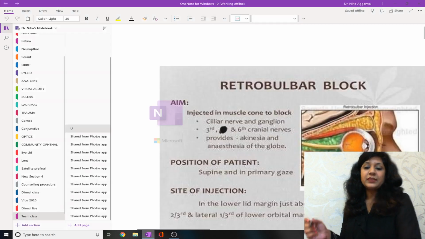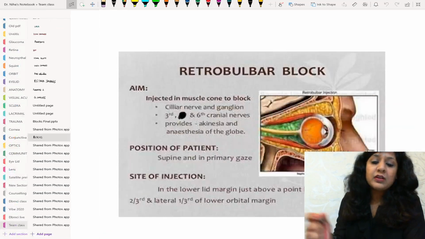Hey guys, so there was a lot of request to talk about the blocks, especially during cataract surgery, the kind of blocks that we are giving. So I am making this small and crisp video so that we can have a crisp idea why we use the peribulbar blocks, and what are the advantages and disadvantages between the two. So let us start first with the retrobulbar block.